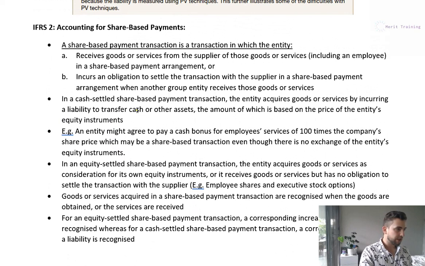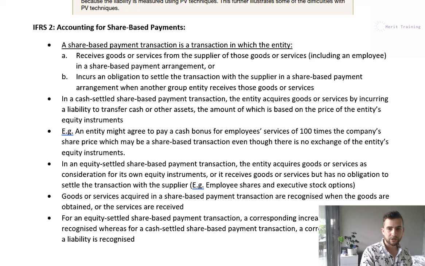And then also accounting for share-based payments, which is IFRS 2. So basically a share-based payment transaction is where the entity receives goods or service from the supplier in exchange for shares, or it incurs an obligation to settle the transaction with the supplier in a share-based payment arrangement when another group receives those goods or services.